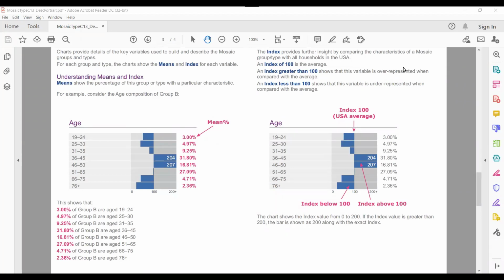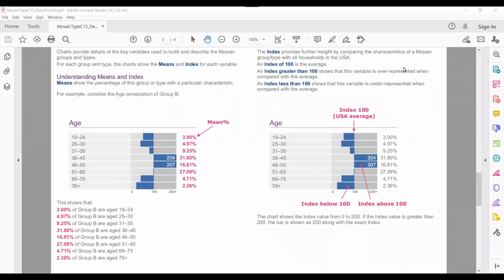Now, the best way to talk about interpreting the index is to think about an index that anchors at 100. An index of 100 is the average, meaning they are just as likely as the average American household to fall into any particular category. Anything below 100 means they're not likely to be part of that category or exhibit that behavior. Anything above 100 means they are likely. And again, the distance from 100 gives you the intensity.